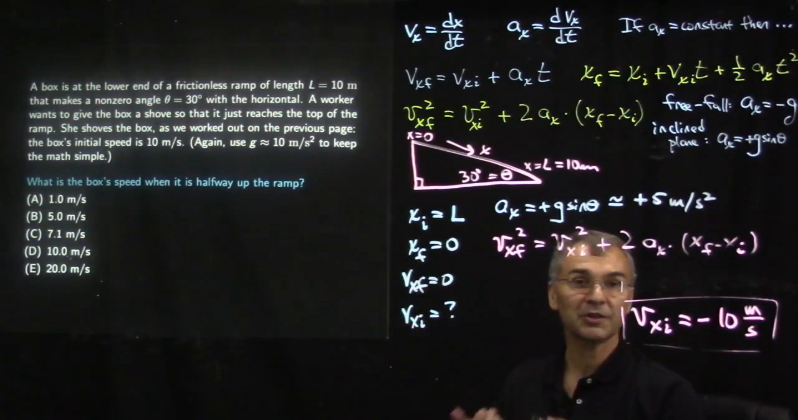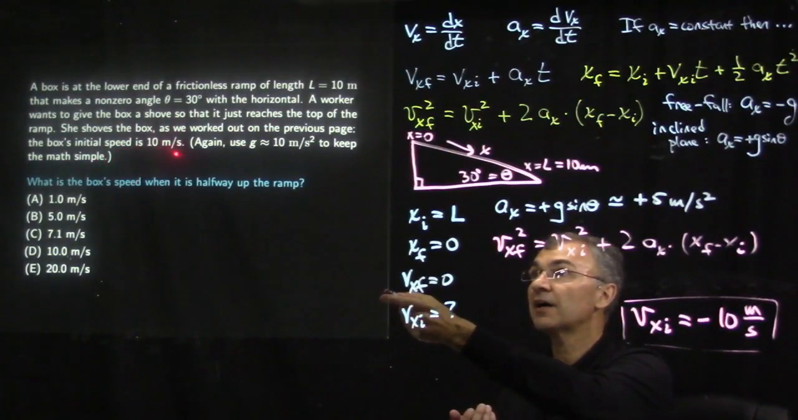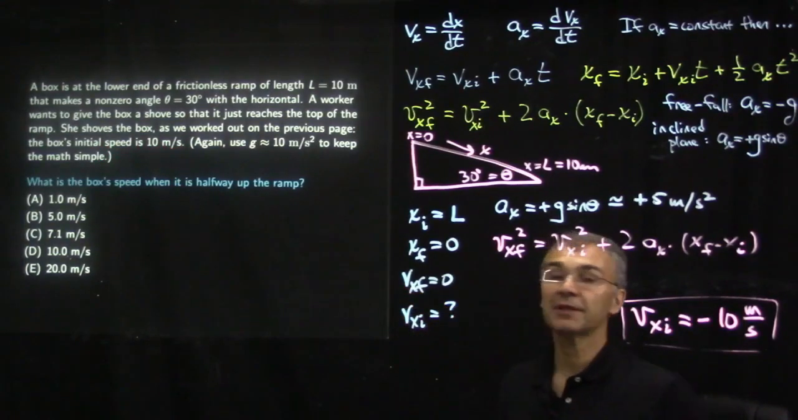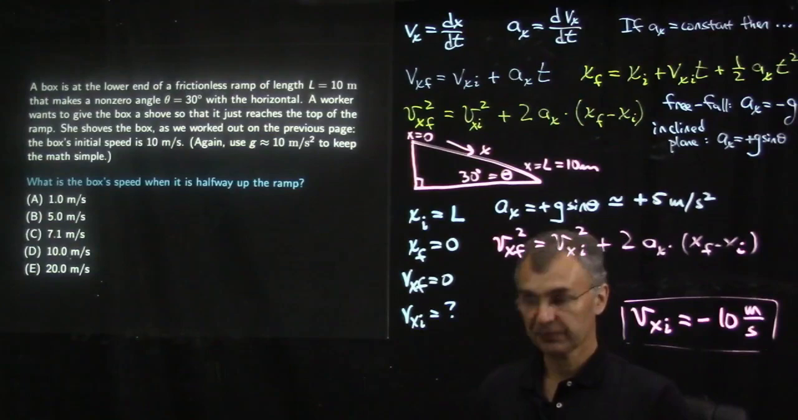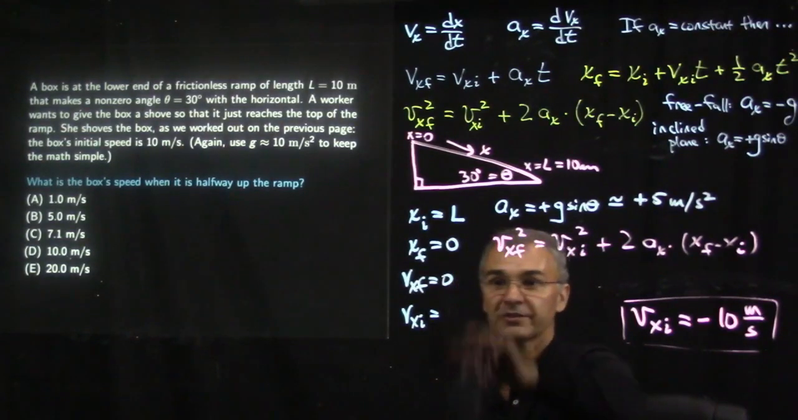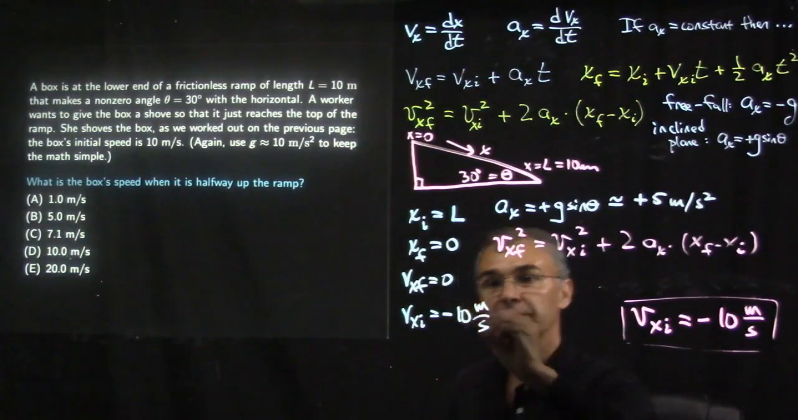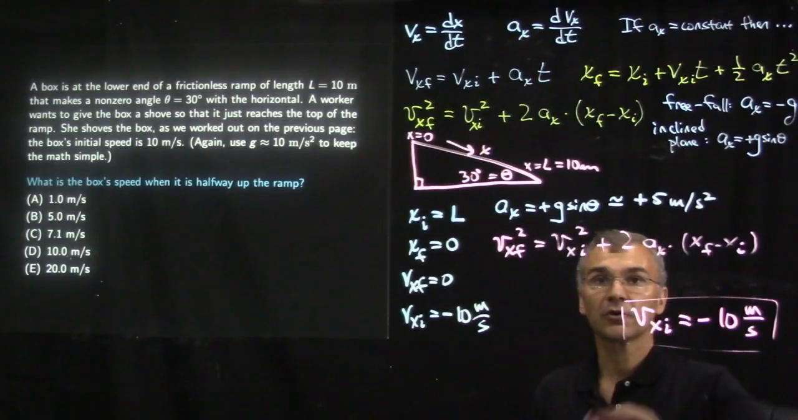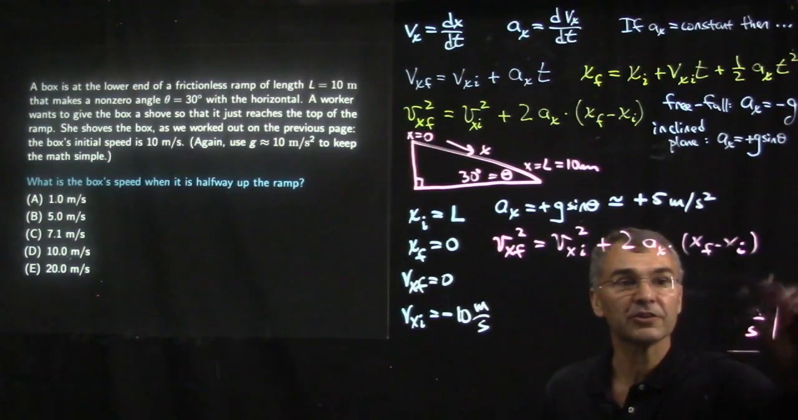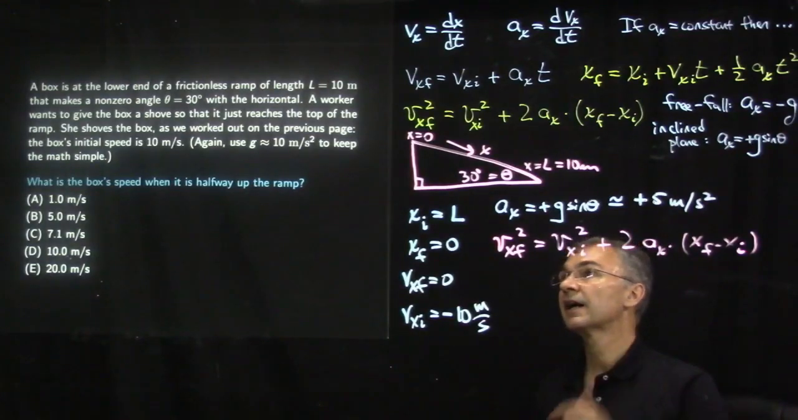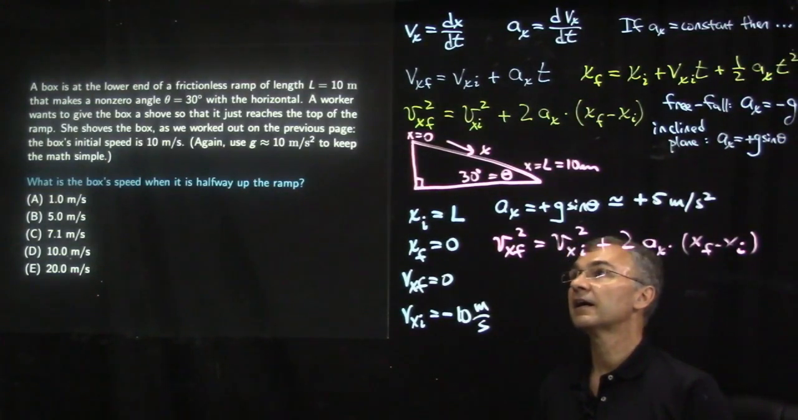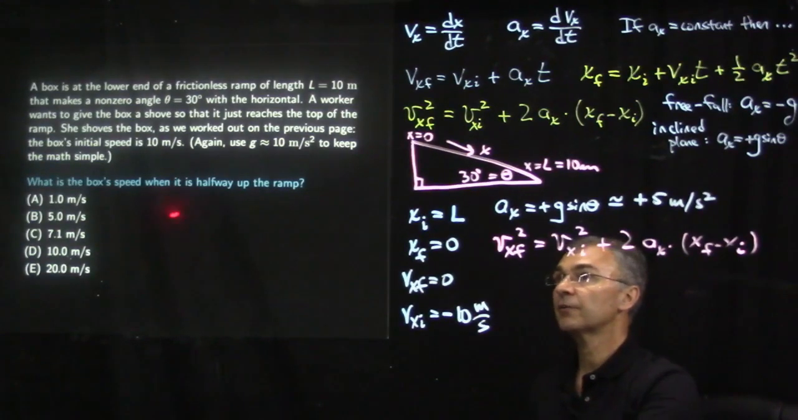Okay, now let's extend that same problem. So we're going to start with the same scenario, except we worked out that its initial speed was 10 meters per second. So in fact, it's uphill. So if we care about the sign, then it's Vx initial is minus 10 meters per second. So we can actually use the same equation to figure out how fast it's going when it's halfway up the ramp. What is the box's speed when it's halfway up the ramp?